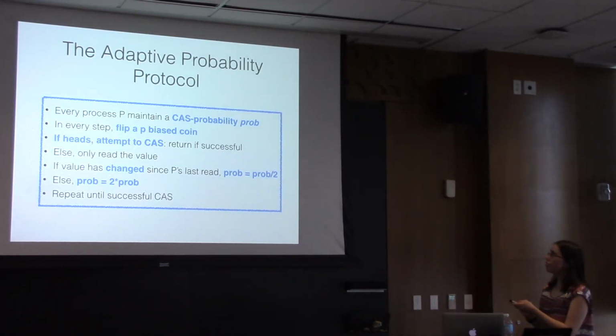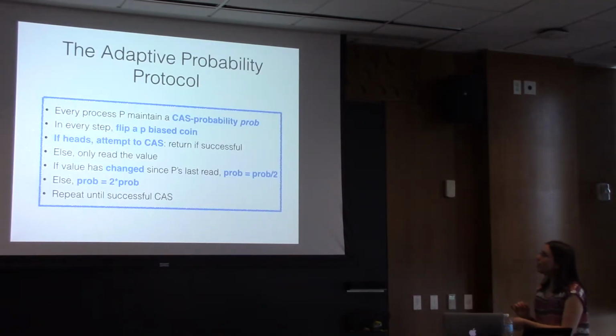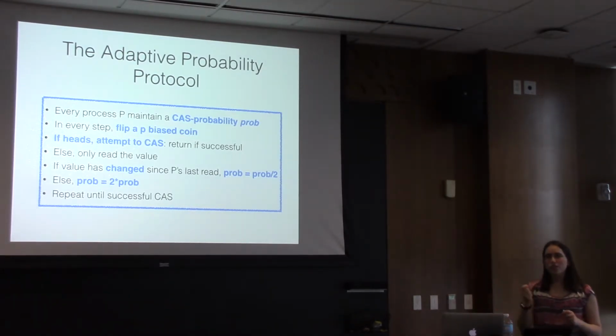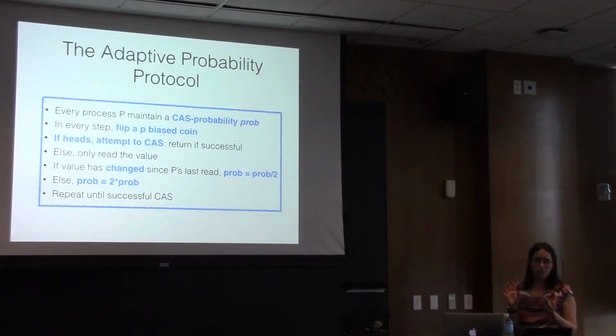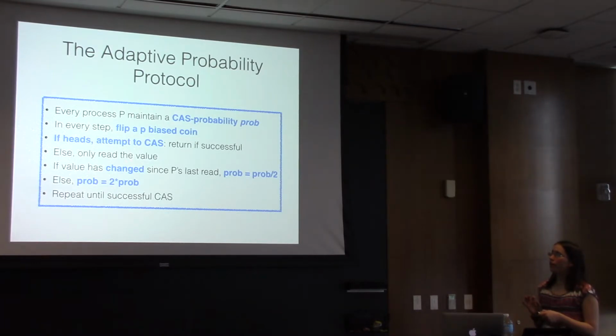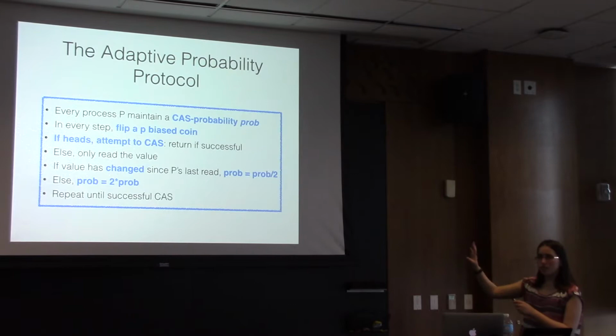If your CAS succeeds, you return, of course. You don't continue. If your CAS fails, then you read. This should be just: you always read. If your CAS fails, you want to know what the new value is. You know that it changed, but you want to know now what it is. And in any case, because your CAS failed, you already knew that the value has changed, so you're going to lower your probability. So this is our new protocol.